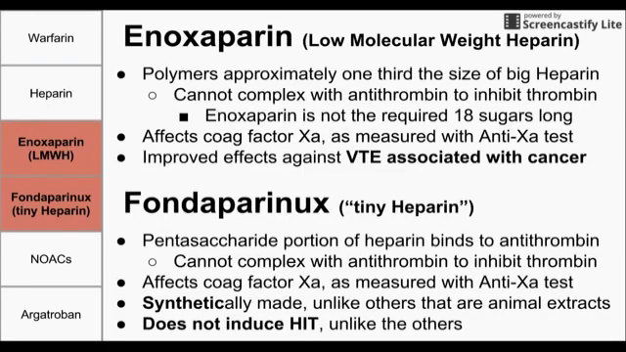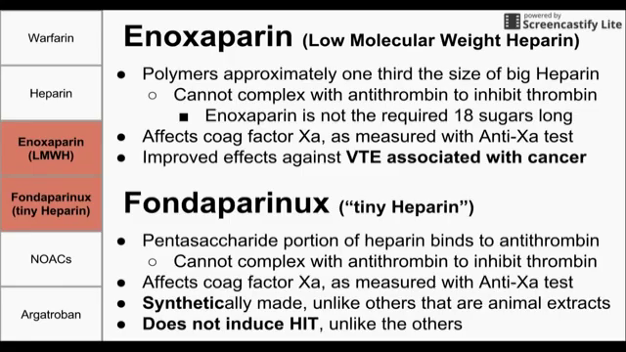Next, we have 2 smaller versions of heparin. The first is low molecular weight heparin, also called enoxaparin. This is a polymer that's about 1/3 the size of heparin, and it cannot complex with antithrombin. It's not the 18 sugars long that is required to form that hug between antithrombin and thrombin. So enoxaparin does work to inhibit factor 10A. It does not work to inhibit thrombin.